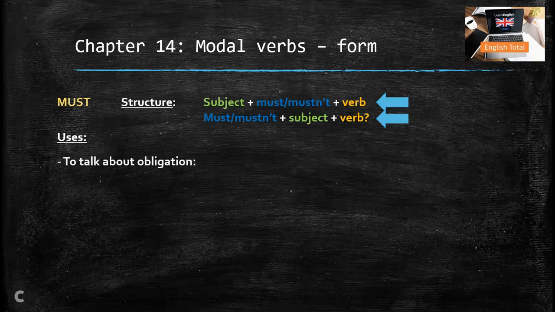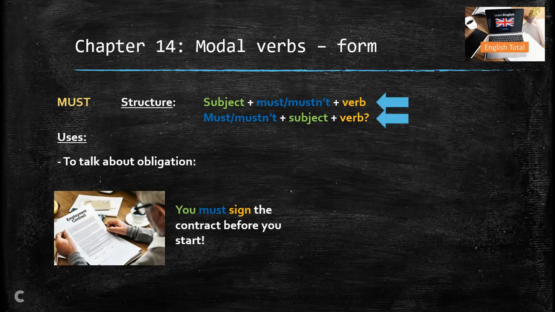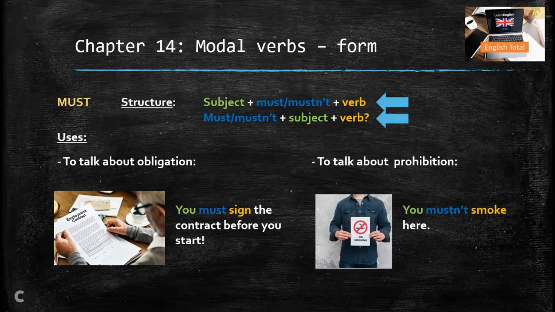You can use must to talk about obligation. For instance, you must sign the contract before you start. In its negative form, you can use it to talk about prohibition. For example, you mustn't smoke here.